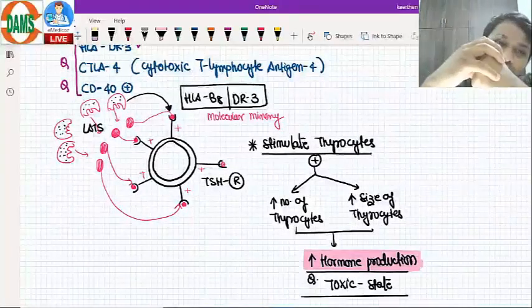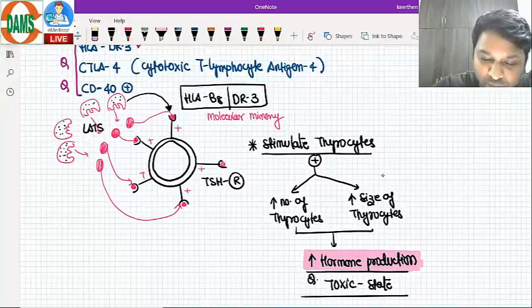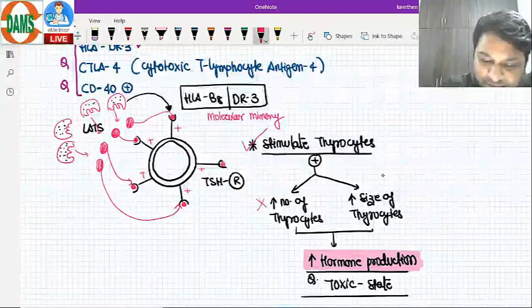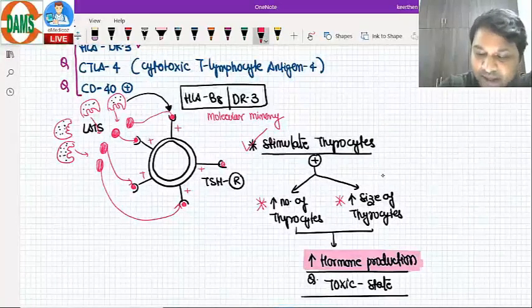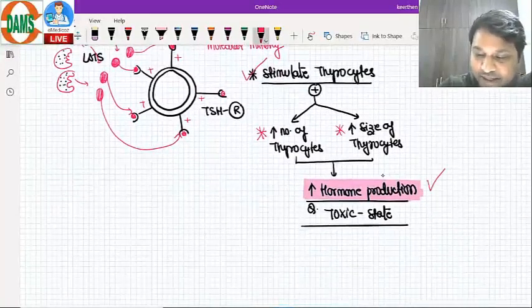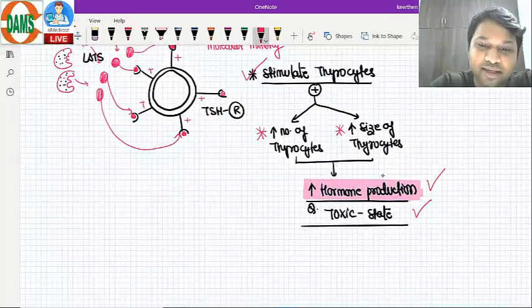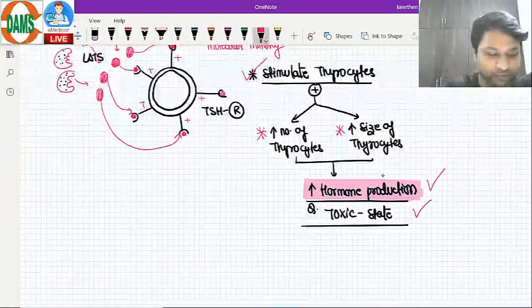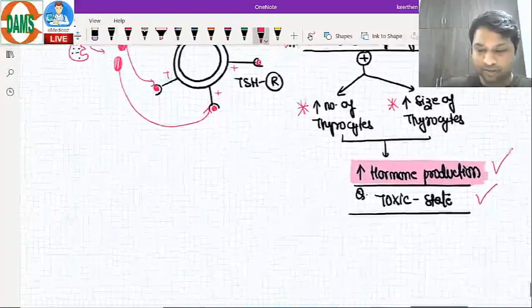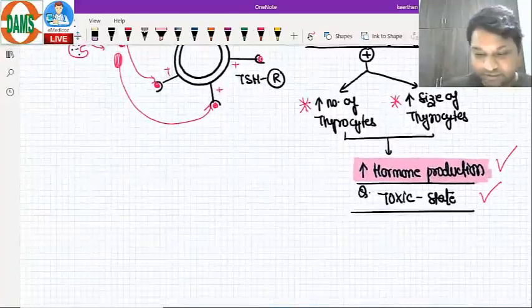Now once it is bound to the receptor, it will stimulate the thyrocytes. Once the thyrocytes are stimulated, there will be an increase in the number of thyrocytes as well as size, which will increase the hormone production, hence the toxic state. Right? So this is how Graves' disease will cause toxic features.